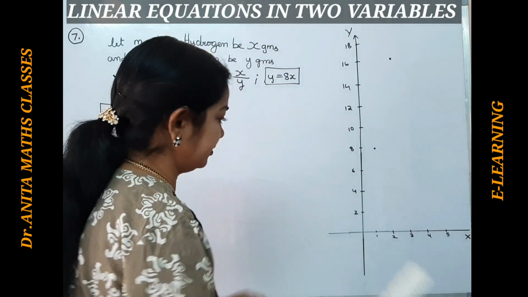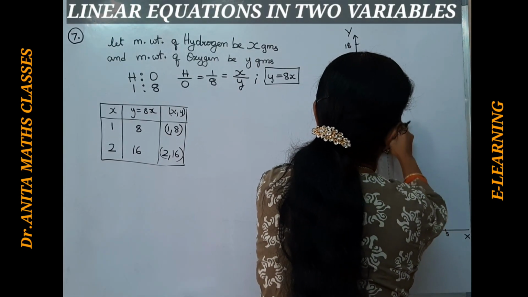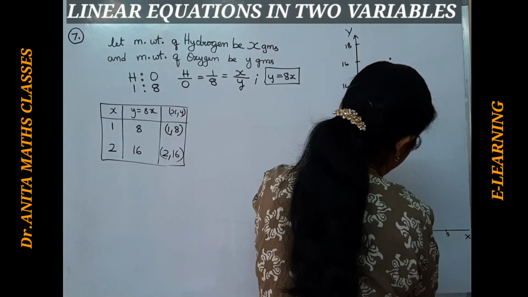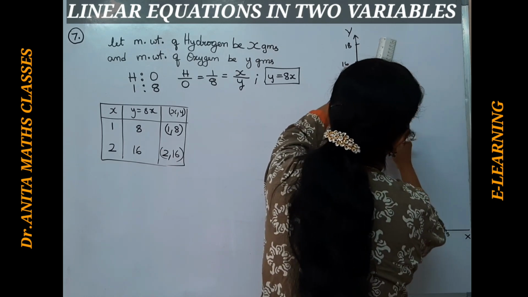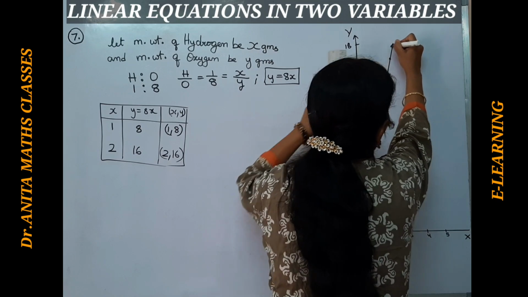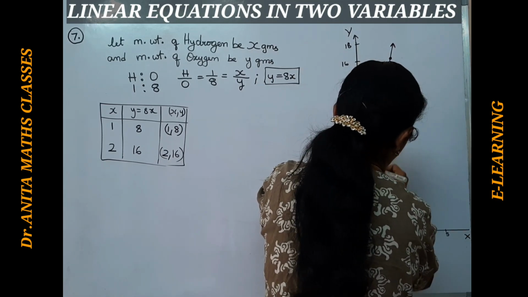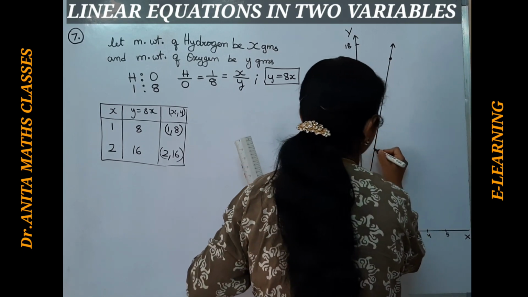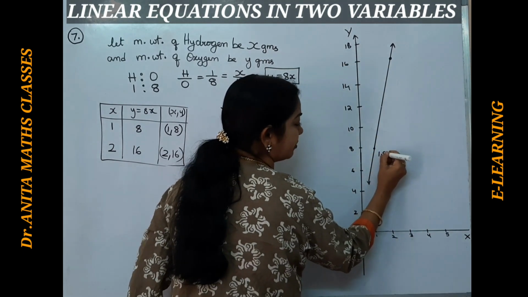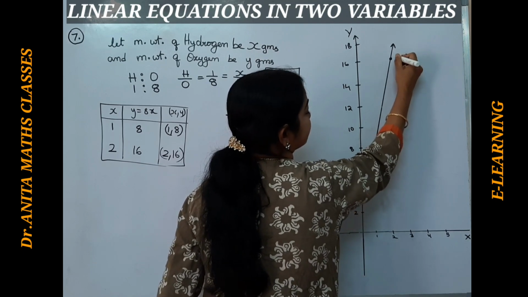Okay, let's see with the scale. 16 here. So if I join them, this becomes the graph of the linear equation in two variables. Right, this is the graph. This is 1, 8 and 2, 16.